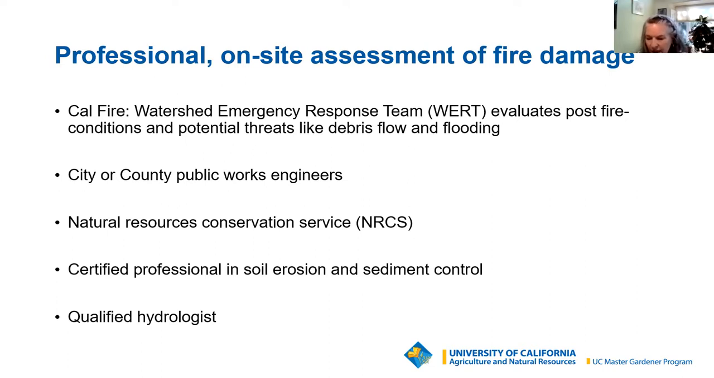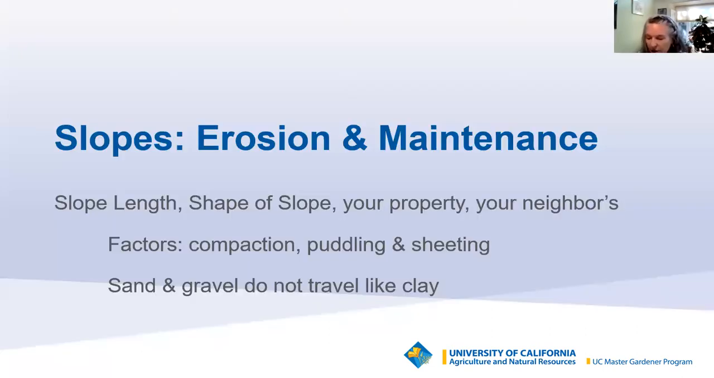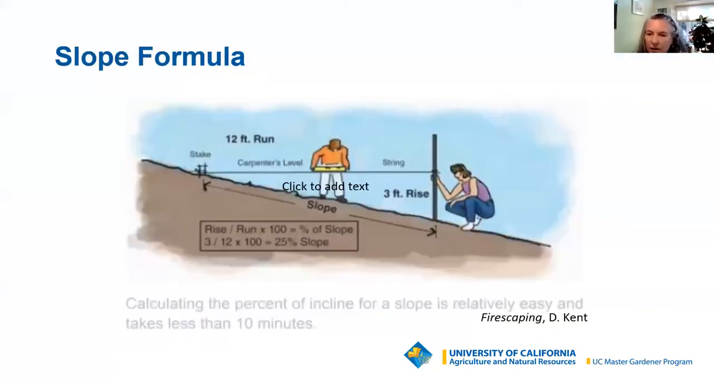The next section, as we leave short-term recommendations, addresses slopes on the property. Slopes and erosion maintenance. The goal, as you well know by now, is diverting and depowering the runoff. In Doug Kent's firescaping book, he addresses many factors more than we have time for, but we wanted to be sure to provide this formula to you. So on your own time, and I'm not a math genius here, that's why I took a picture of it instead of trying to explain it.